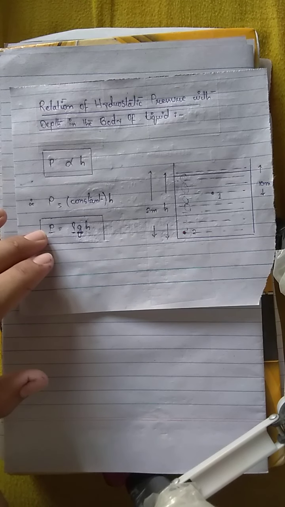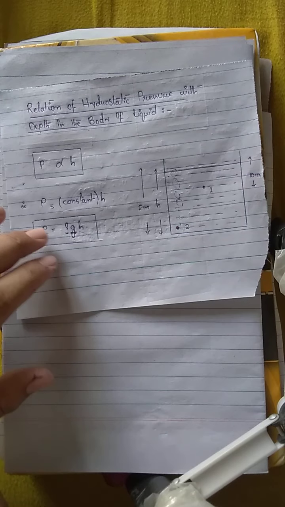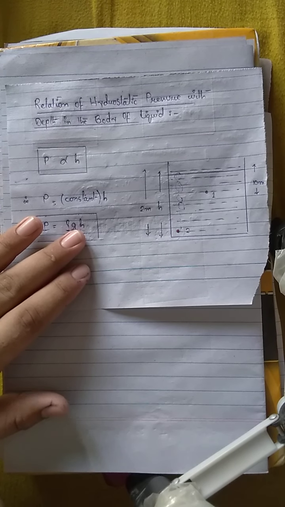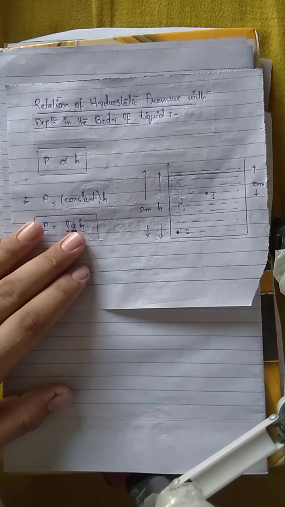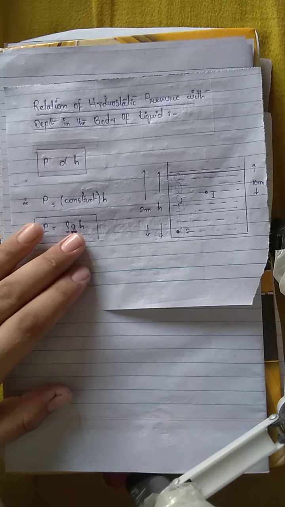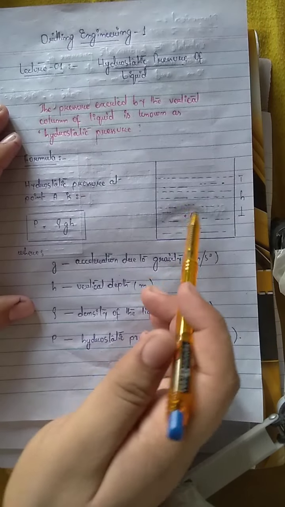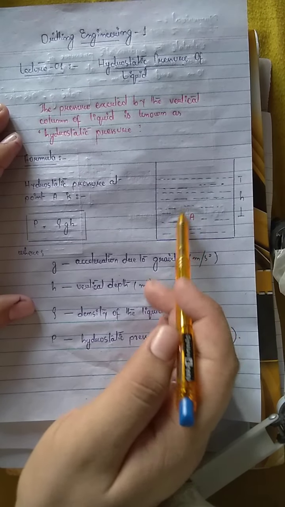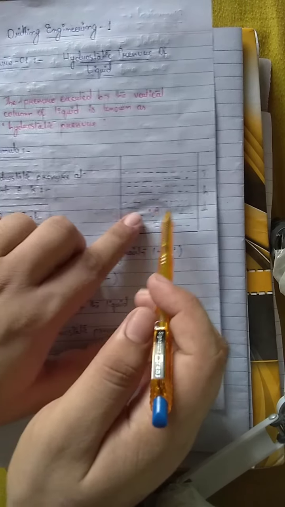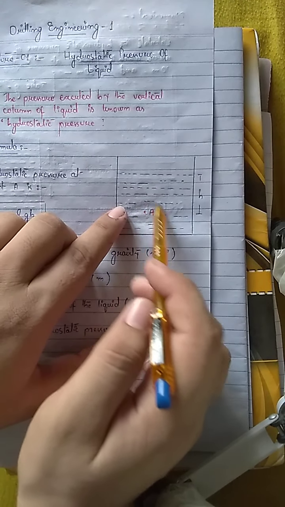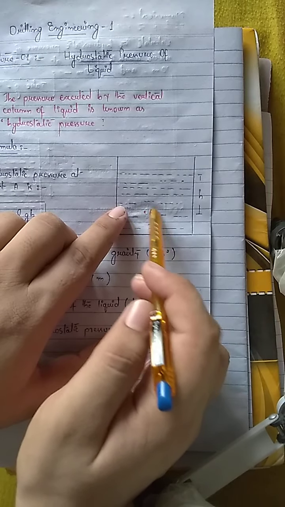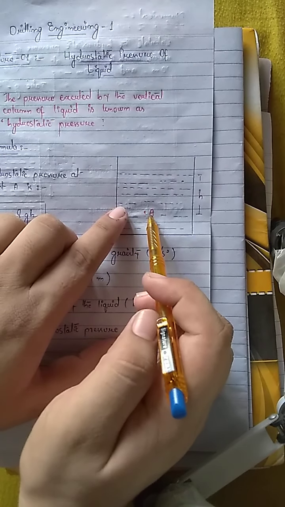So the hydrostatic pressure value is only dependent on the vertical depth inside the body of the liquid. This is the basic concept of hydrostatic pressure. Here you can see that if we want to calculate the hydrostatic pressure at point A, then we must know what the depth of this point is from the free surface of the liquid.